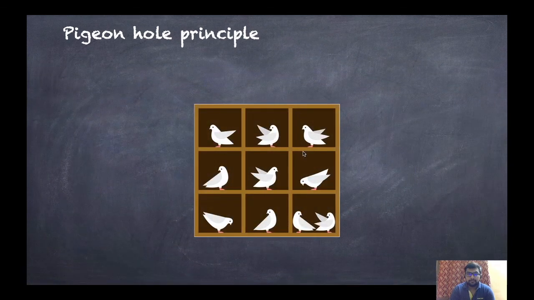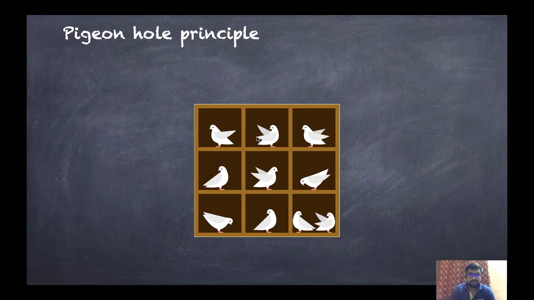Okay. Now consider this image. Here we have 9 pigeonholes and 10 pigeons. So what will be the best case scenario? If we put all the pigeons in one pigeonhole, then obviously at least one pigeonhole will have two pigeons in it. So this is the best case scenario. There can be other cases, like all the pigeons being in one pigeonhole. There can be many cases.